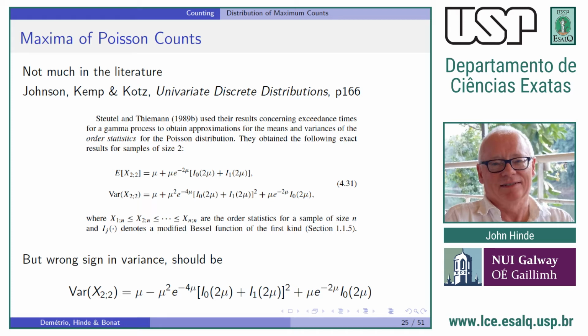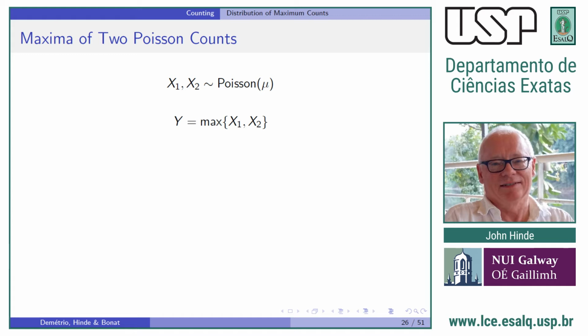What does this thing look like? So I thought, well, let's calculate it and see. So I thought, right, let's do the easy thing. Suppose I take 2 Poisson counts. So I count once, I count twice, and I take the maximum. That's exactly what that bit of theory talks about. What do I get?